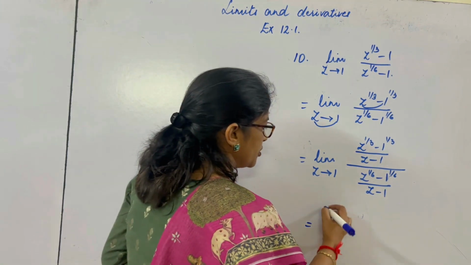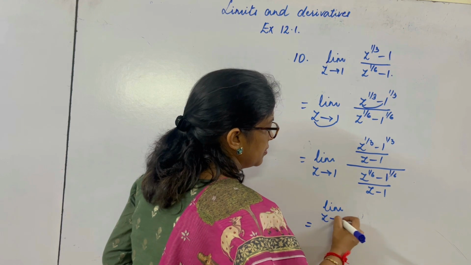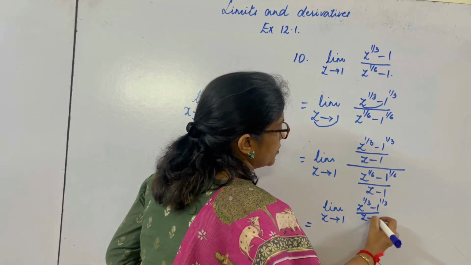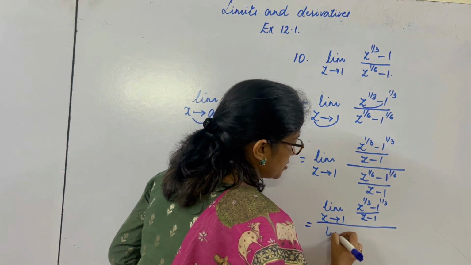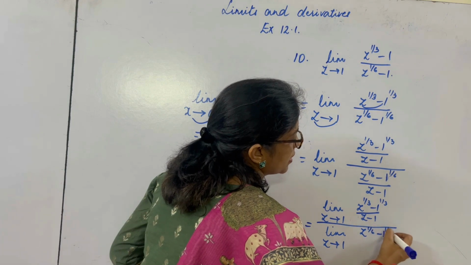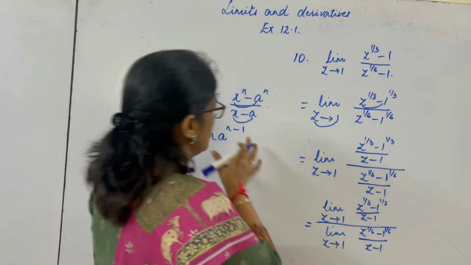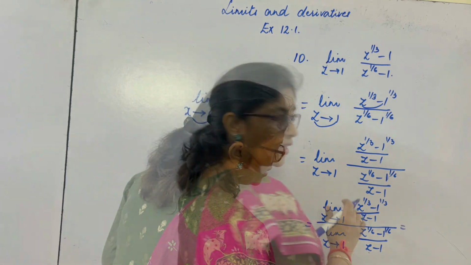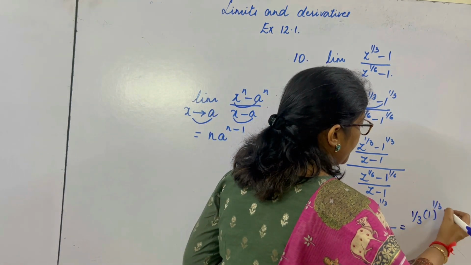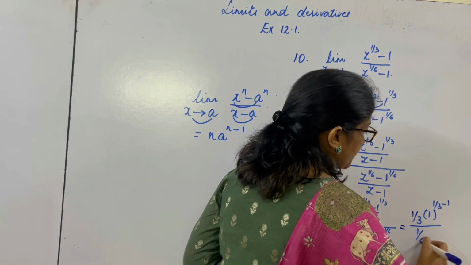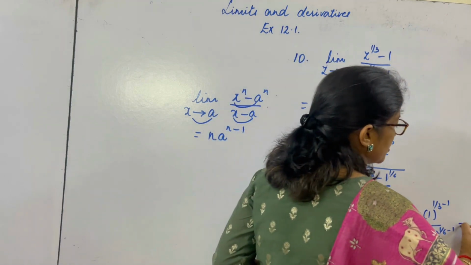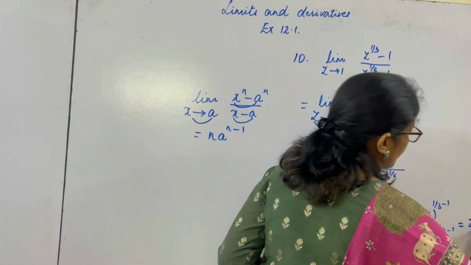Now, limit is an operation which you can apply in the numerator separately and in the denominator separately. In the previous questions also we have done that. So, I am going to write it like this, and here we can now apply the formula. This one, what is it? n. Our n value is 1/3 in the numerator, a is 1, and 1 raised to anything is 1. So, you have 1/3 upon 1/6, which is 2.